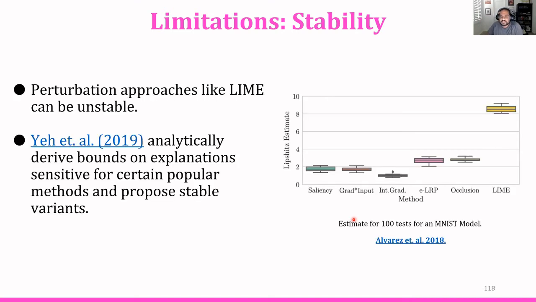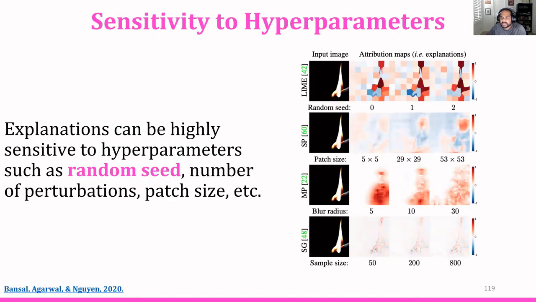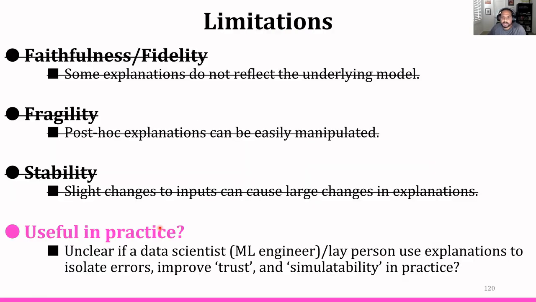And they've done studies across a bunch of these different techniques to show that a lot of them are not near 1, which is where we should be. Everything seems to have higher Lipschitz constants. LIME in particular seems to have really high ones. And again, there are other hyperparameters like the seed, patch size, blur radius, and a bunch of these things that the model seems sensitive to, that you shouldn't expect it to be sensitive to.